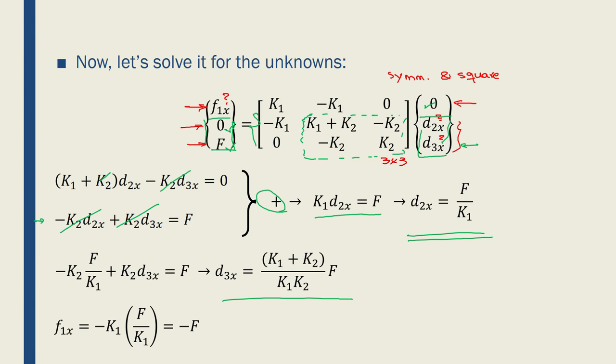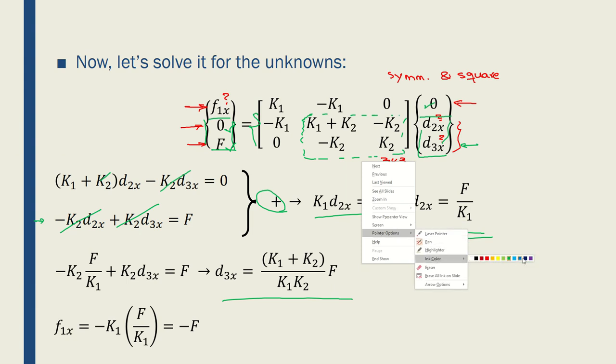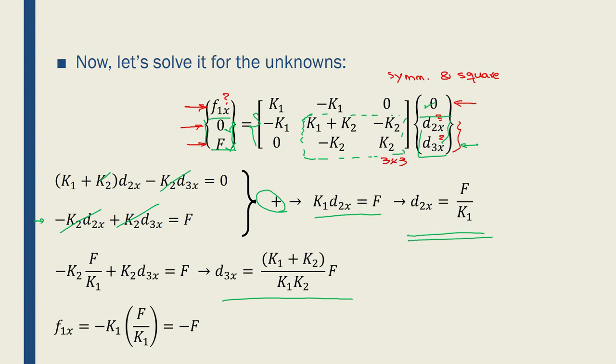F1x, let me change the color so I can actually explain this more efficiently. Let's pick blue. Now f1x is equal to k1 times 0 minus k1 times d2x. So minus k1 is here, and d2x, we found it over there, is equal to f over k1, which means f1x is equal to minus f, which is exactly what we expected.